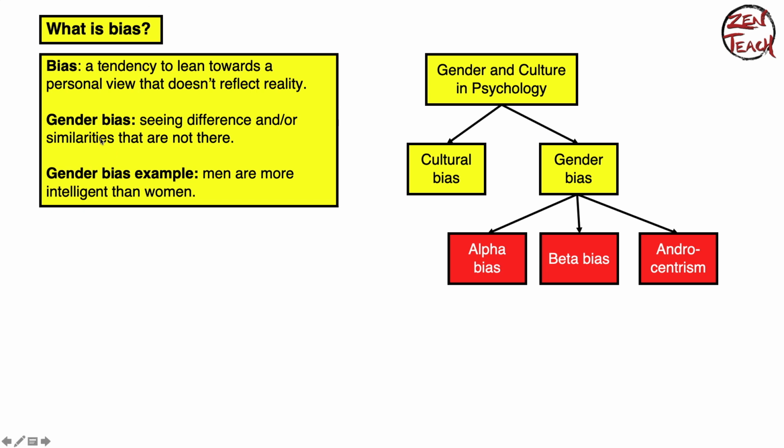And so we can apply the bias to different areas. For example, when we talk about a gender bias, we're obviously talking about a bias towards gender. So that might be seeing a difference and/or similarity between genders that are not there, okay? Here's an example. Men are more intelligent than women, which is not true, but it is a bias that relates to gender. We'll be talking about 3 types of gender bias: alpha bias, beta bias, and androcentrism.